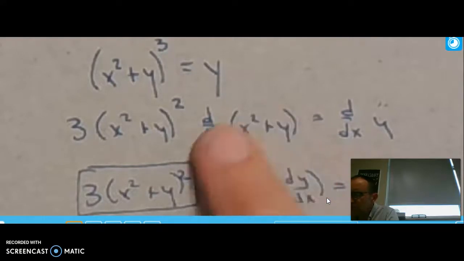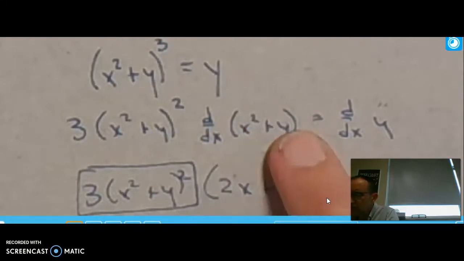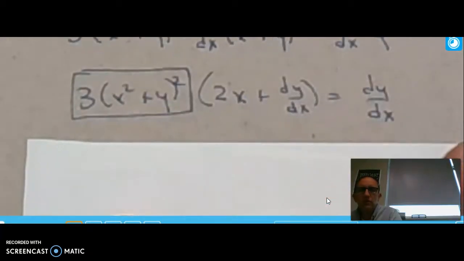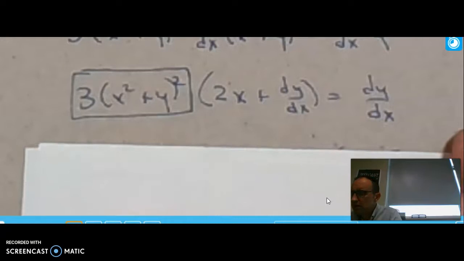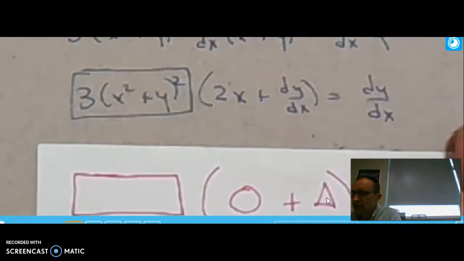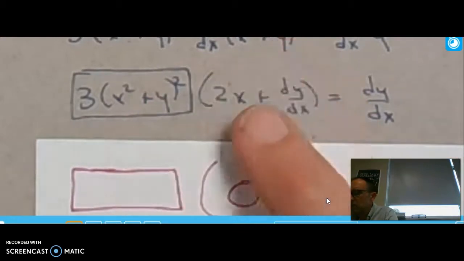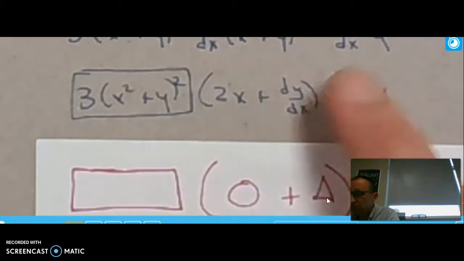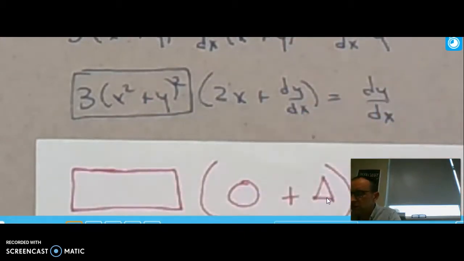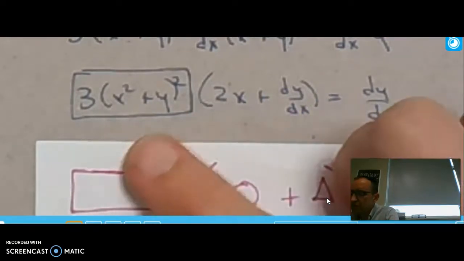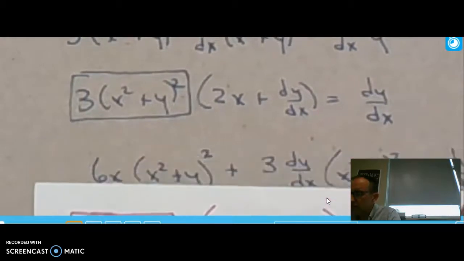The derivative of this becomes 2x, and the derivative of y with respect to x is dy dx on both sides here and here. Okay, so we're to this point right here, and this is where the idea that we talked about here comes into play. So we have something in a rectangle multiplied. You can imagine that this is in a circle and this is in a triangle. So we're going to take the rectangle times the circle plus the rectangle times the triangle.